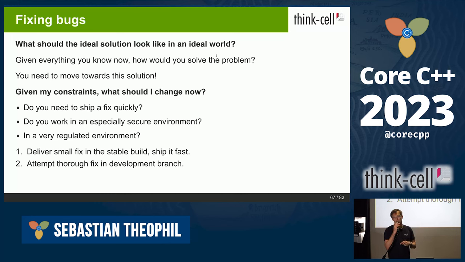And then you can ask the question, okay, knowing the ideal solution, what is the small fix I need now to put into my shipping branch, to ship to customers? And can I make that maybe only in our stable branch, but move to that ideal solution in the development branch? So this is how I would phrase it.